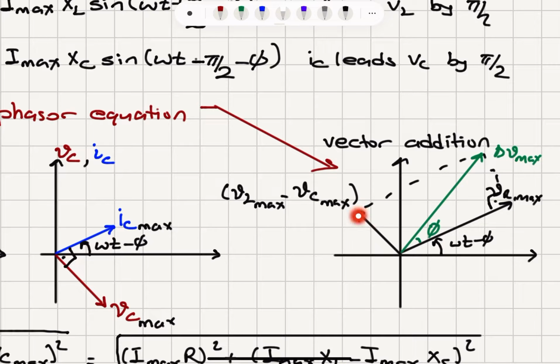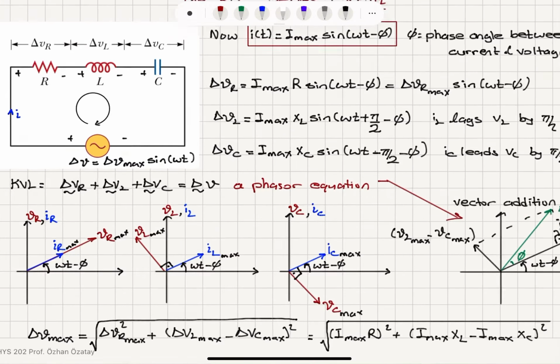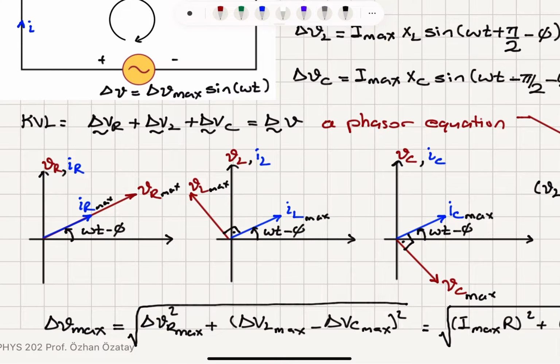So if I do the vector addition of these, you can see that I have this right triangle: VL max minus VC max, VR max, and the hypotenuse is equal to delta V max. So with that, I can write the Pythagorean theorem: delta VR max squared plus the quantity delta VL max minus delta VC max, squared, square root, is equal to delta V max.